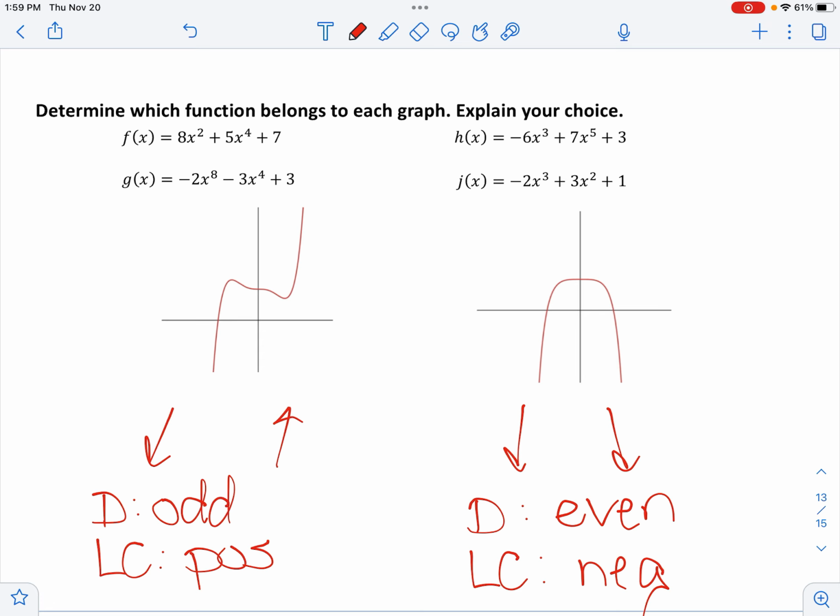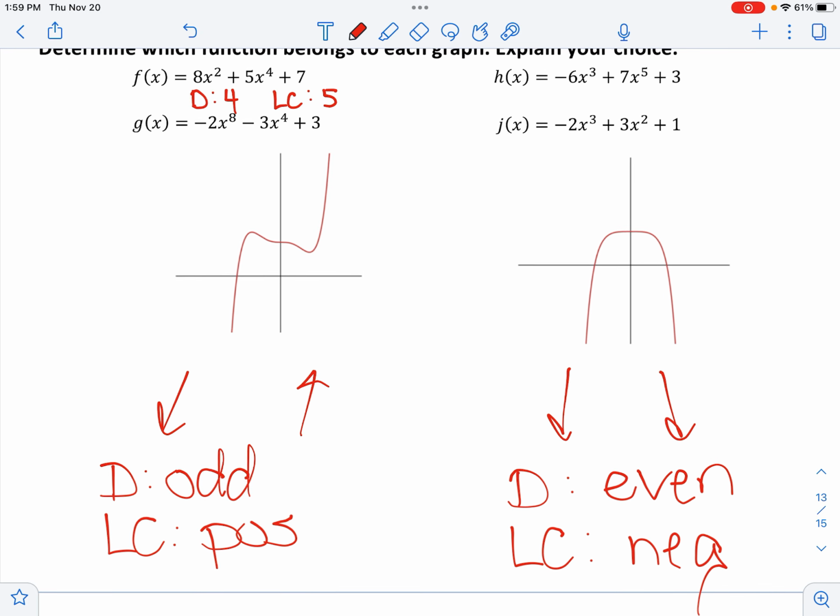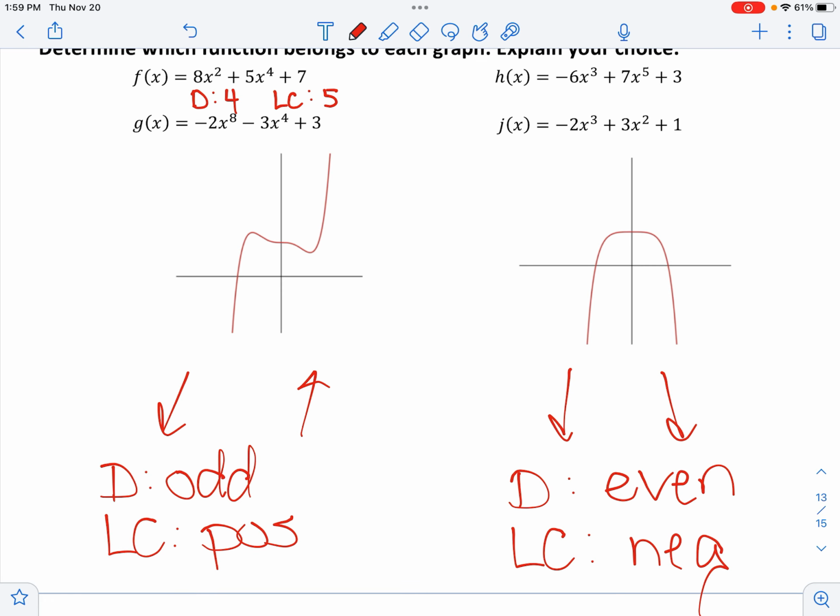All right, so now we're just going to look at our functions and see if we can match those up. Okay, so this f of x has a degree 4, and the LC would be 5. So that doesn't work because degree is even, LC is positive. So maybe it could have worked for this one here, but nope, the degree. So that one is out. That one doesn't work for either one of our cases.